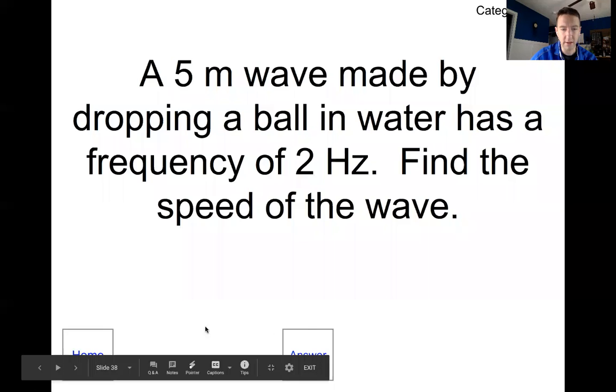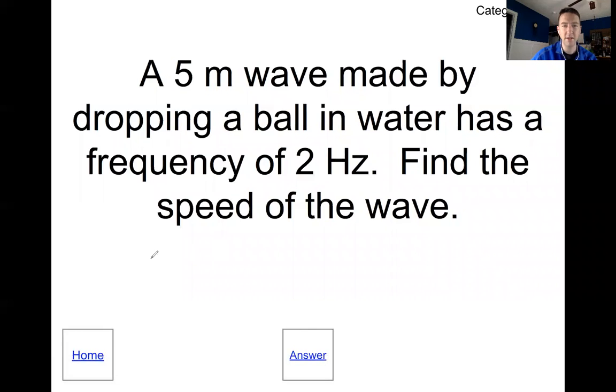Okay, let's learn how to annotate on here. So, velocity is frequency times lambda, which means wavelength. Imagine that looks like a lambda. I'm not good drawing with a mouse. So, if I want to find the velocity, that's going to be equal to the frequency, which is 2 hertz, times the wavelength, a 5-meter wave, times 5. That means the velocity is going to be equal to 10 meters a second.